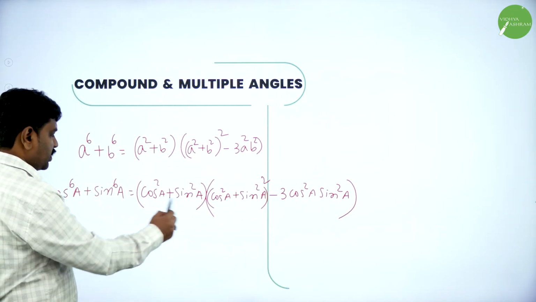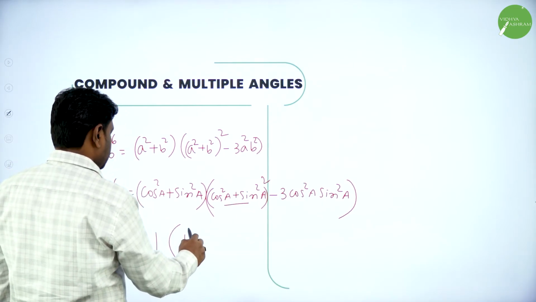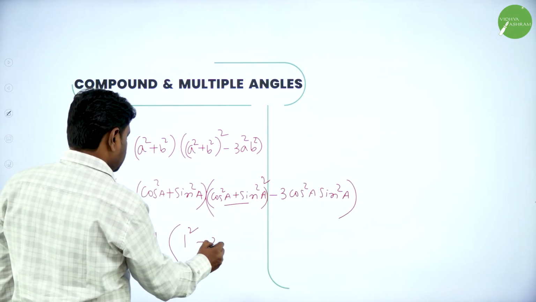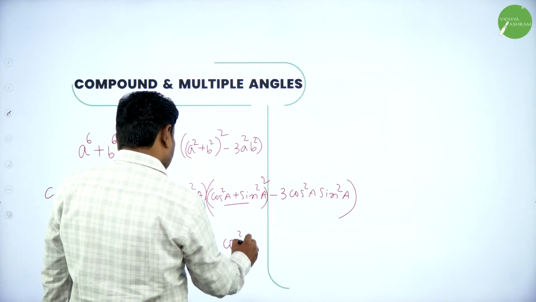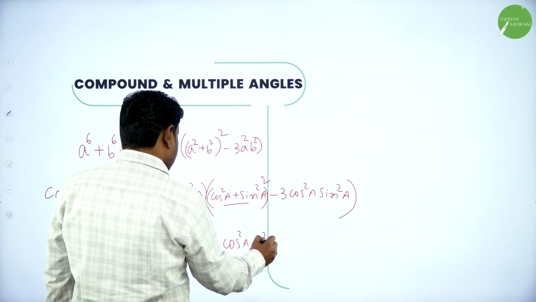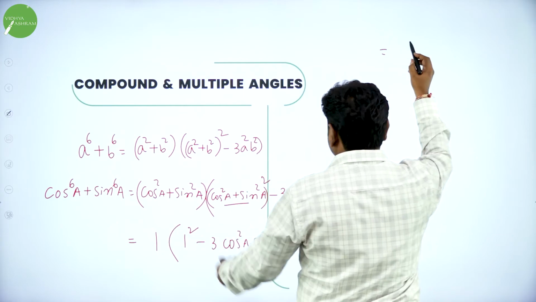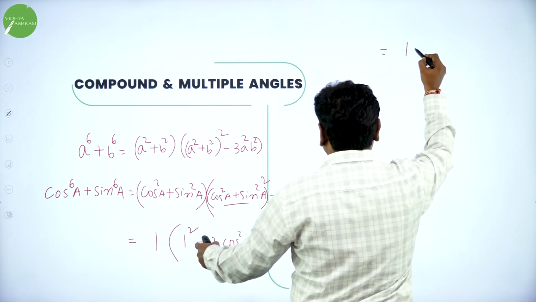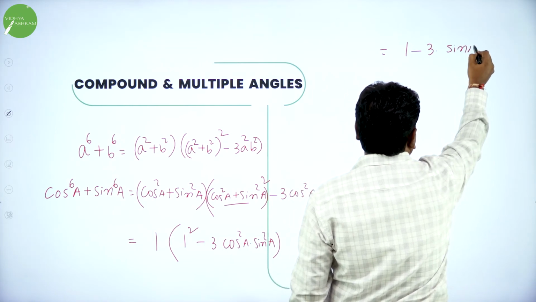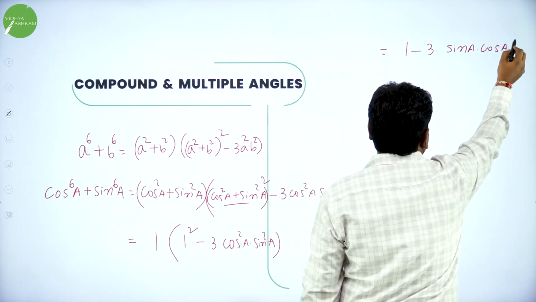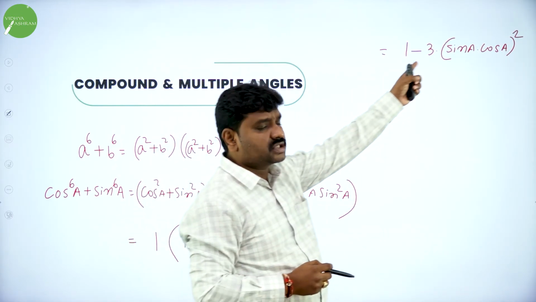Now why? Because all of you know cos square a plus sin square a is 1. In the brackets again we have cos square a plus sin square a, that will become 1 square minus 3 times cos square a sin square a. So we got this intermediate result here. Now that can also be written as 1 into anything is same, so we will have only the bracketed term: 1 minus 3 times (sin a cos a) the whole square. Cos square a into sin square a, I will write as (sin a cos a) the whole square.